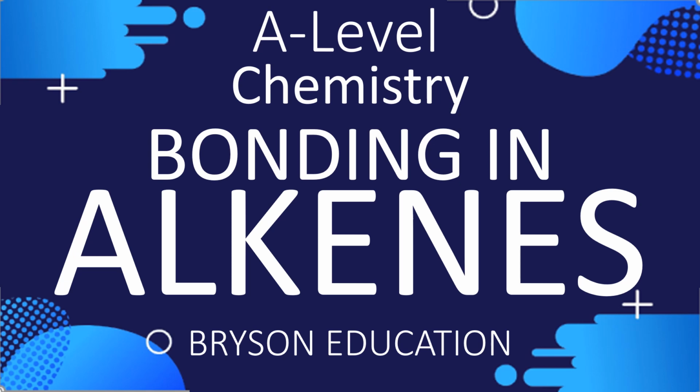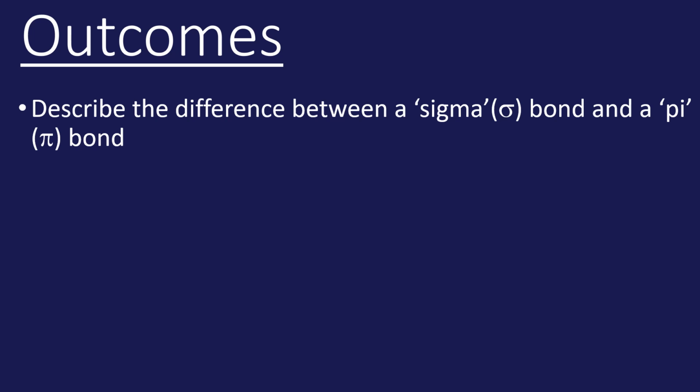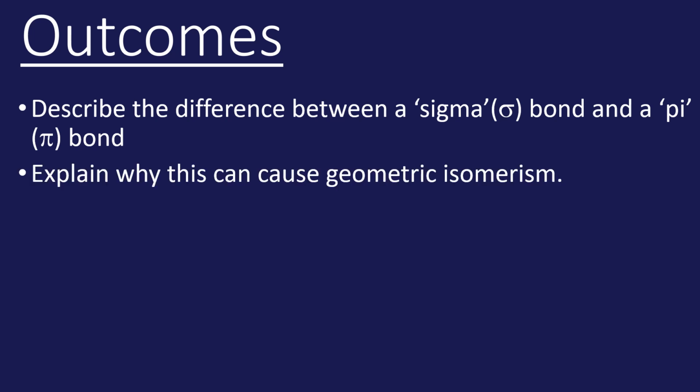This is an A-level chemistry video and it's going to look at the bonding in alkenes. In this video, you're going to be able to describe the difference between a sigma and a pi bond, and you're going to be able to explain why this can cause geometric stereoisomerism.